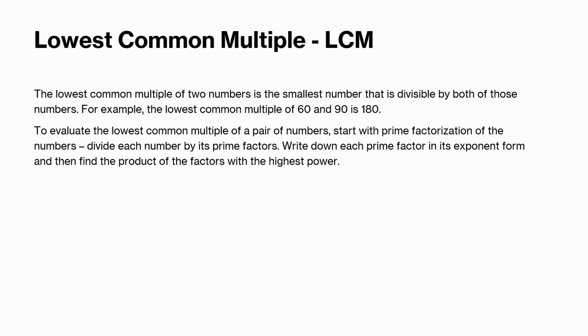To evaluate the lowest common multiple of a pair of numbers, you have two methods. First, the listing method. You can just list down the multiples of each number until you reach a common multiple. Or there is the mathematical method as shown. You start by prime factorization of the numbers.